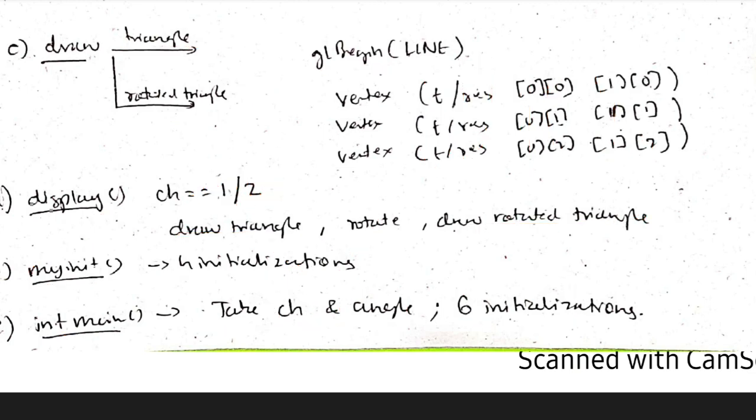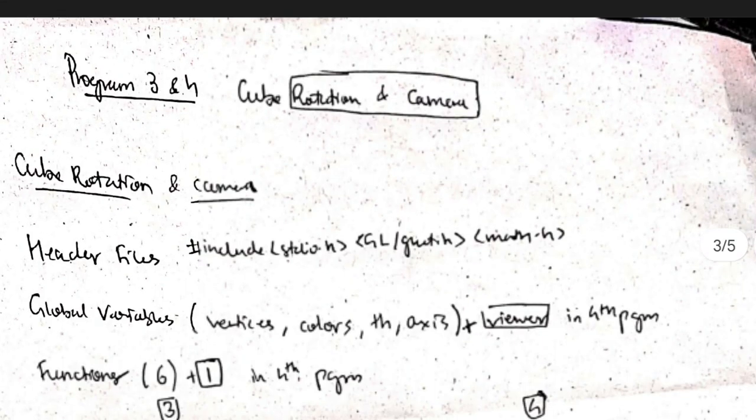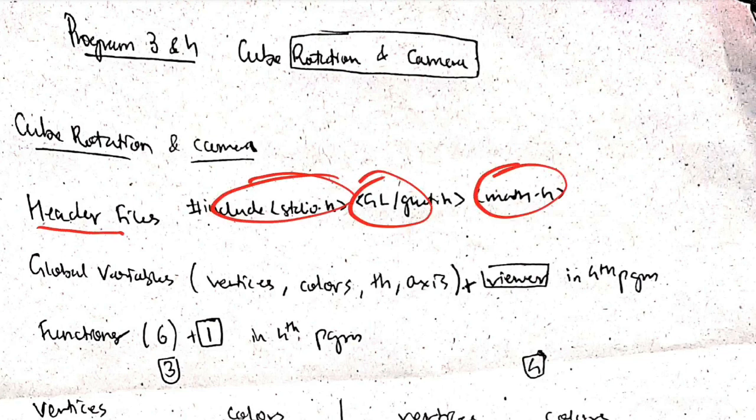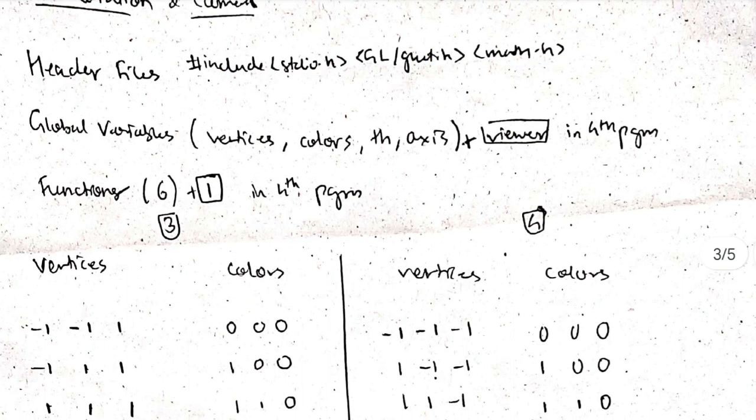Okay. Let's move to the third and the fourth program. Those are similar, cube rotation and cube camera. So in cube rotation, cube camera, what all the things you need to remember? First, the header files, stdio, gl, glut and math.h. And after that, the global variables.